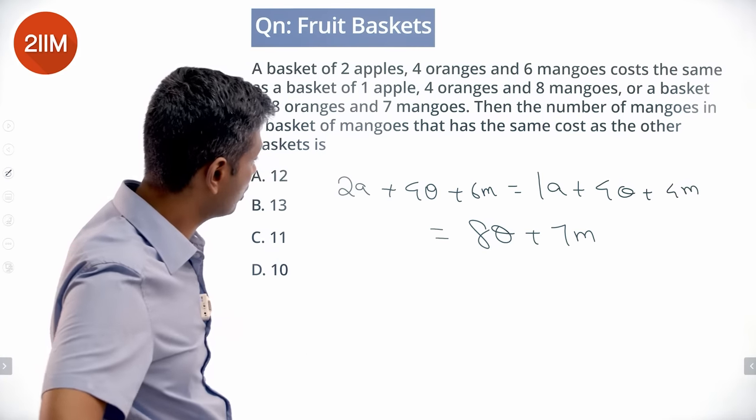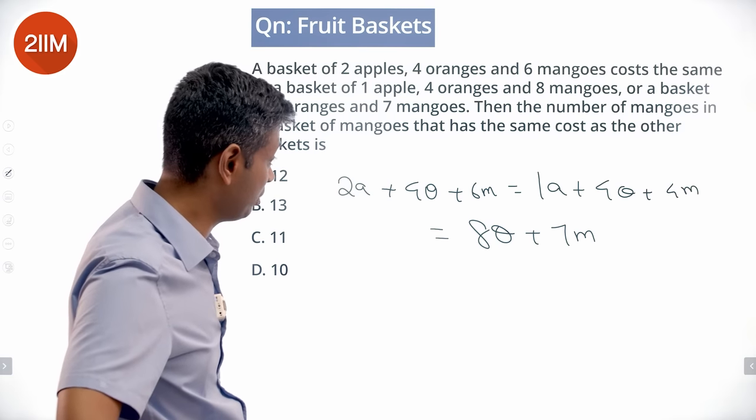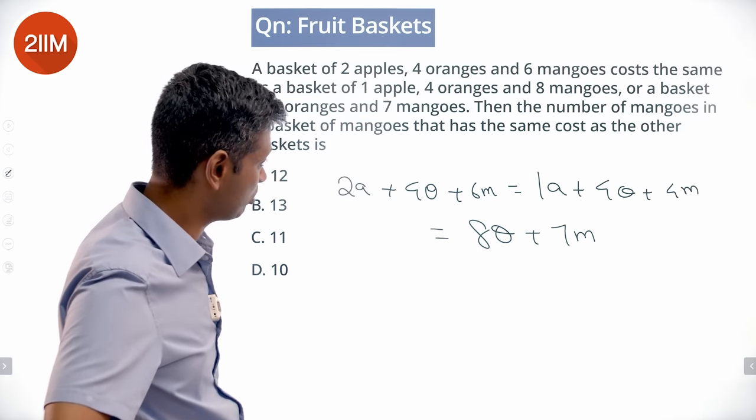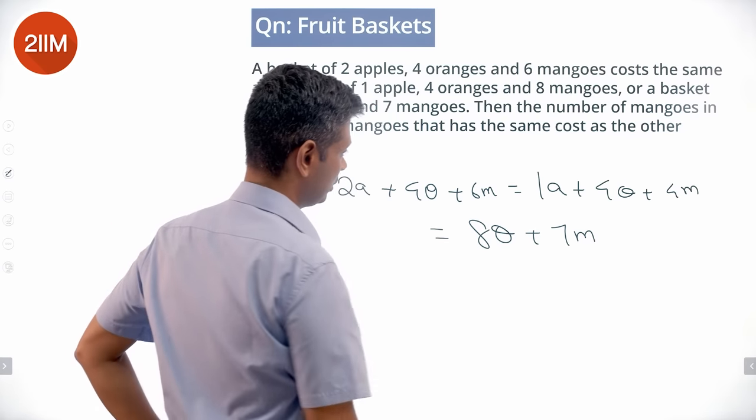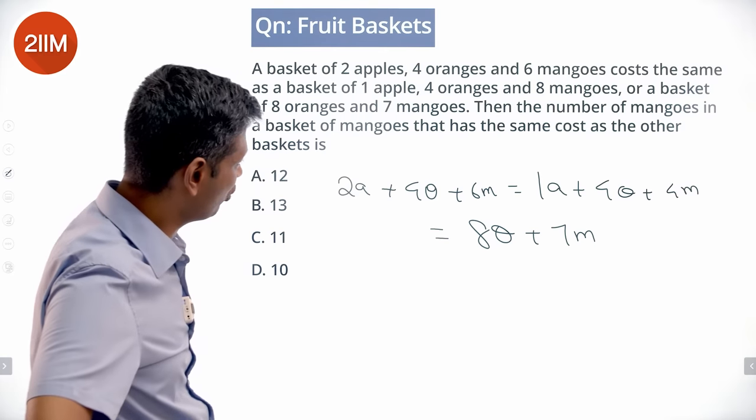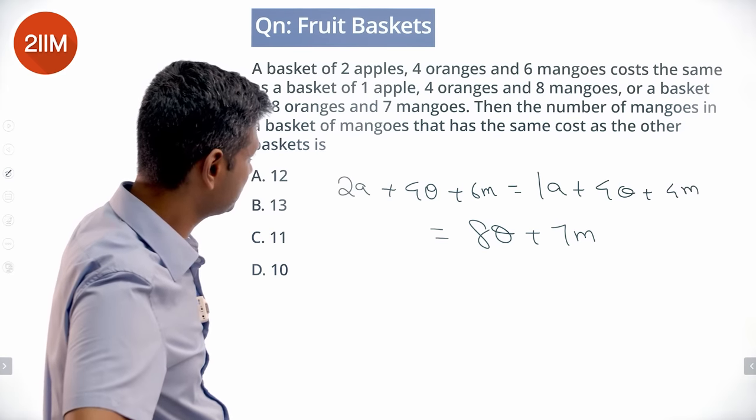Let me see which equation works best. There's no apples at all in this. That should be a help. 8 oranges plus 7 mangoes. I'm going to double this. I'm going to have 8 oranges and 7 mangoes. 6 plus 4, 10. 4 plus 4, 8.